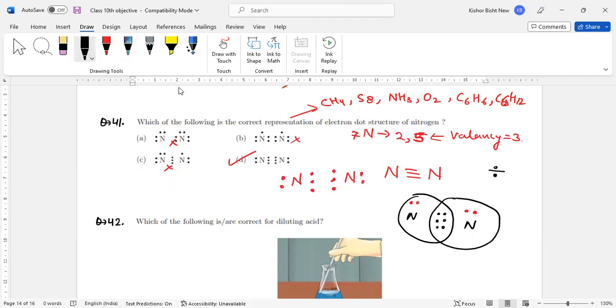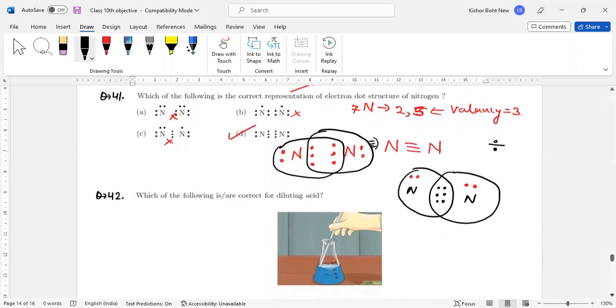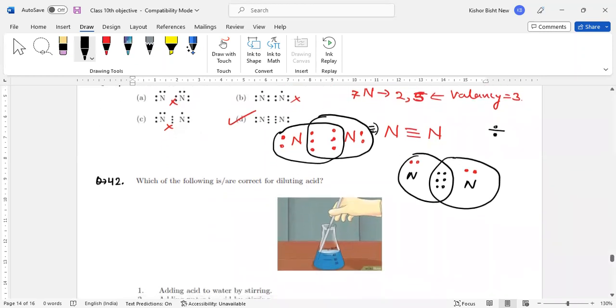Now this nitrogen has 5 electrons, it requires 3 electrons. It will take from this nitrogen. Same, this nitrogen also requires 3 electrons. It will take from this nitrogen, and they are sharing 3 electrons. That's why they are forming a triple bond also. So your answer is D. How you are doing it is your choice. Now you come to the next point.